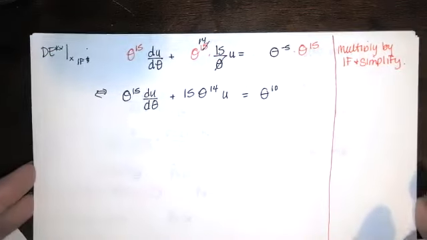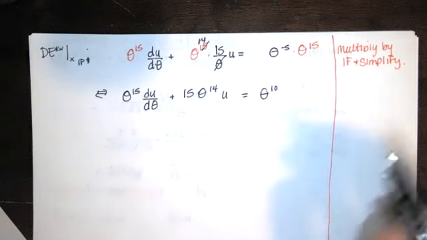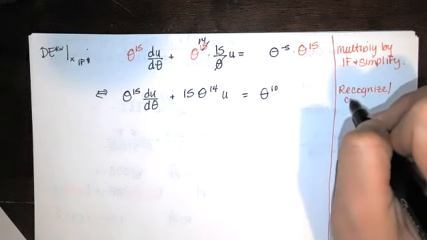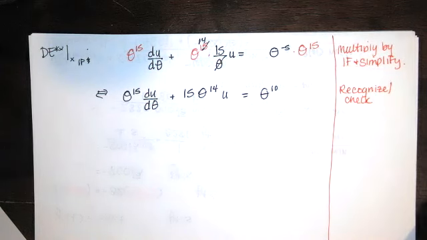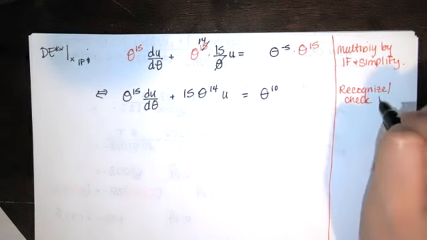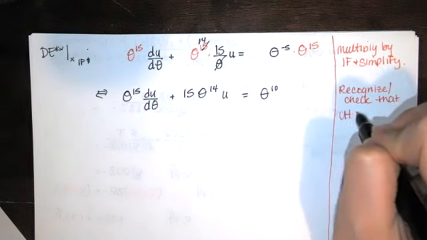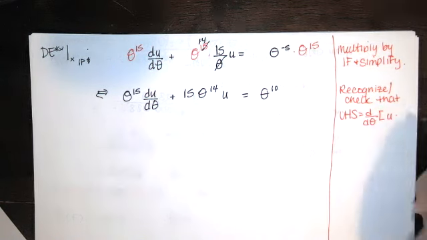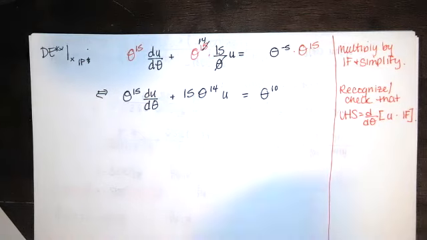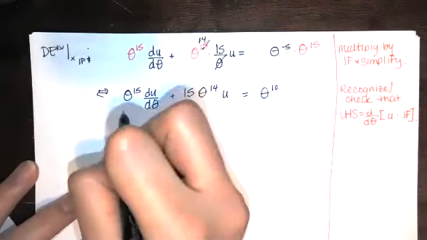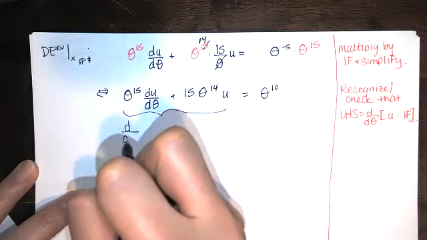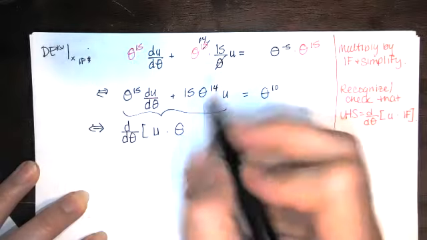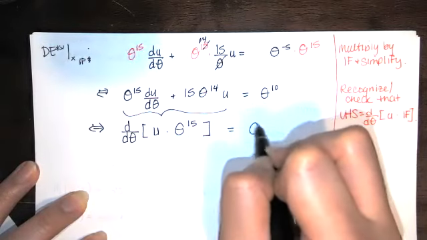Okay, now at this point, the left-hand side should be the derivative with respect to your independent variable, in this case, theta, of the dependent variable for the differential equation, which was u, times the integrating factor. So if we've done everything correctly, the left-hand side should be the derivative with respect to theta of u times the integrating factor, which is theta to the 15th. The question is it?